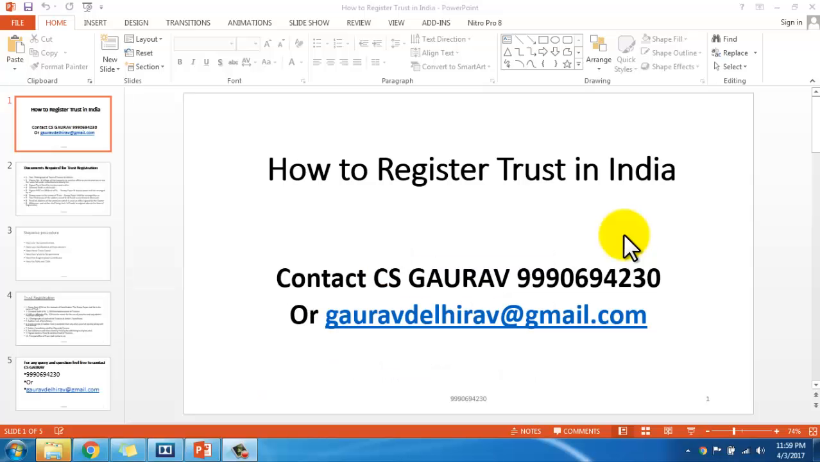Good morning. Today we are going to discuss how to register a trust in India. Basically, a trust is similar to a Section 8 company, mainly an NGO or a non-government organization.